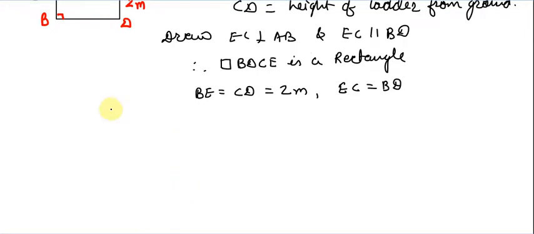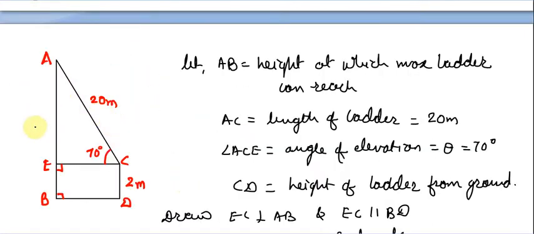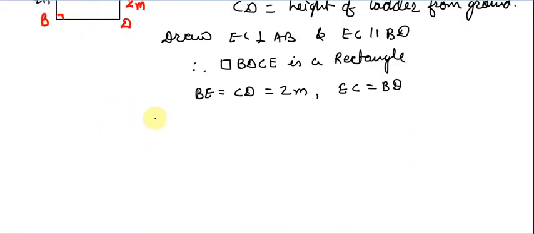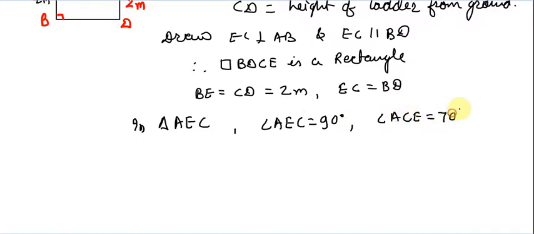So, we have to find this AE as X, and this BE is 2 meters. From the figure, the best suitable triangle is triangle AEC, where angle AEC equal to 90°, angle ACE equal to 70°. So the best suitable ratio is sine ratio: sine 70 equal to opposite, that is AE upon EC.